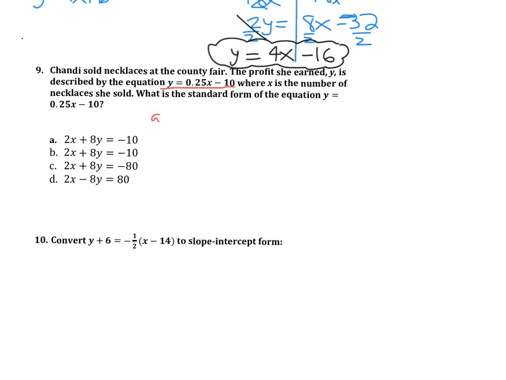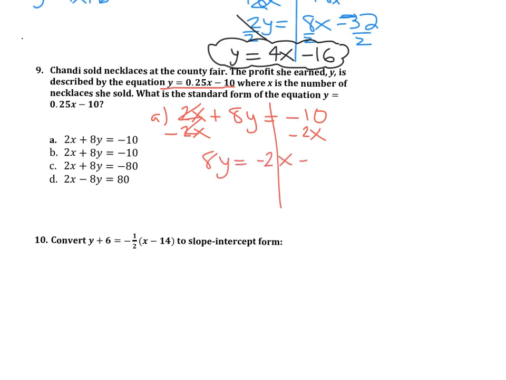So you basically have to try each answer choice. Here is A: 2x plus 8y equals -10. I try it. I subtract 2x from both sides. I get 8y equals -2x minus 10. Don't combine them, don't make it 12. Divide by 8. -2 divided by 8 is -0.25x. -10 divided by 8.